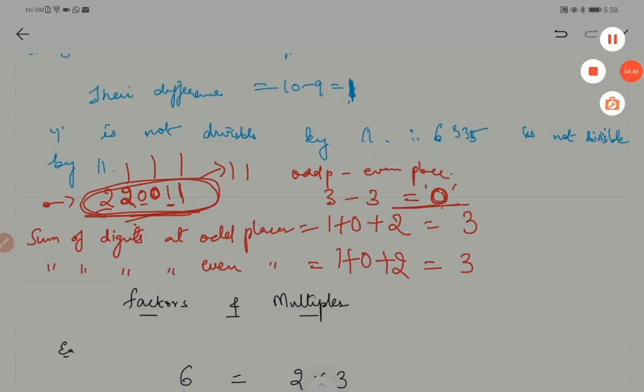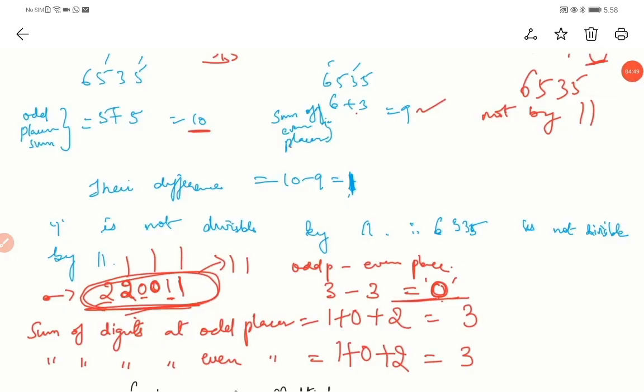I hope everyone understood all the divisibility tests of the numbers till 11 that we have seen. For 7 you don't have any particular pattern, so you don't have any test to check whether a number is divisible by 7 or not. The rest, all till 11, we did.